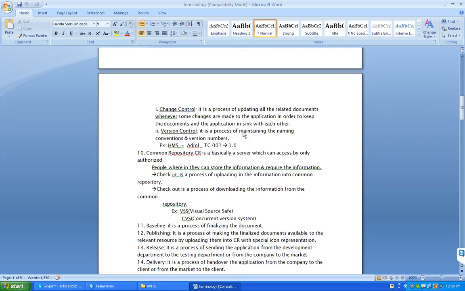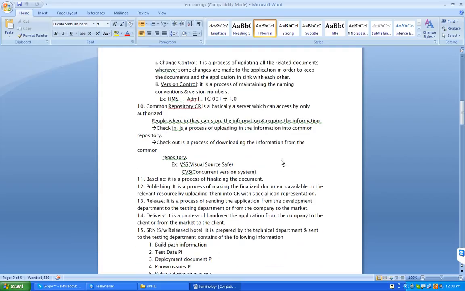If you want to access this information, you compulsorily need a username and password, then only can we access it. If you are an authorized user, you can upload the information and download the information. With a common repository, we can upload and download the information if we have a username and password.